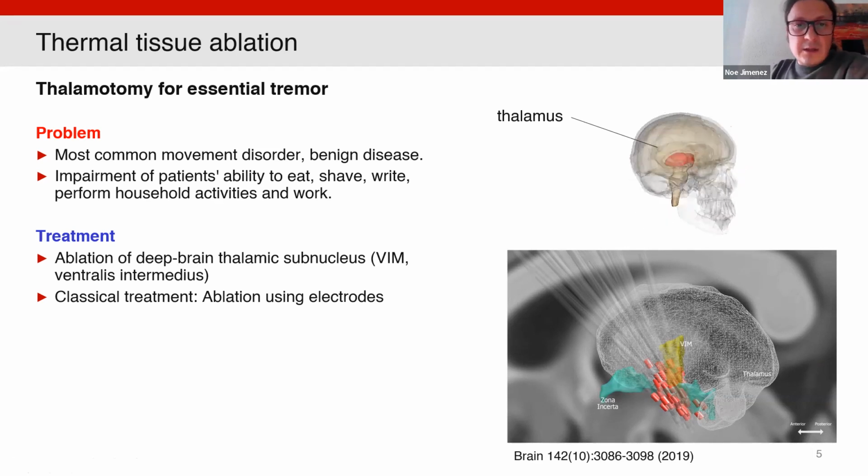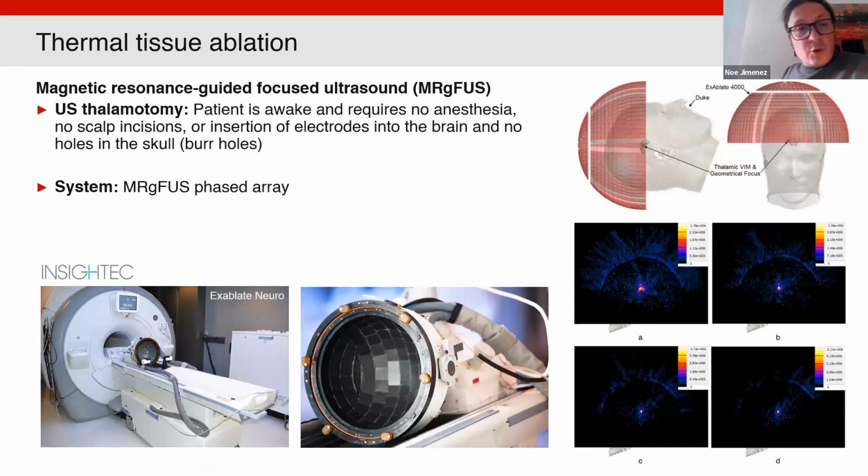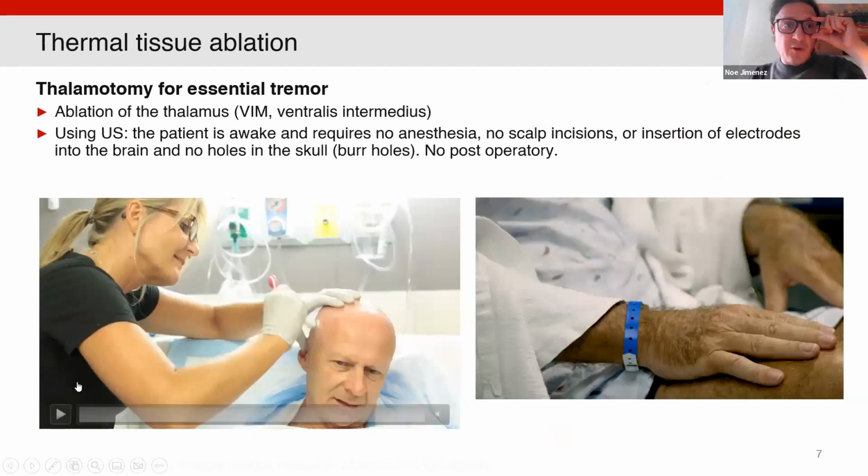It is very well known that by ablating this part, you can treat this disease, but it is desirable to use a non-invasive technique, and ultrasound is being used to treat this disease, and is working very well. The system is just a focused transducer, this kind of helmet, a huge transducer, and by using this phased array, which is composed of a lot of different elements, you can focus ultrasound waves in a specific part of the brain, and using that, you can raise the temperature and produce this thalamotomy in a non-invasive way.